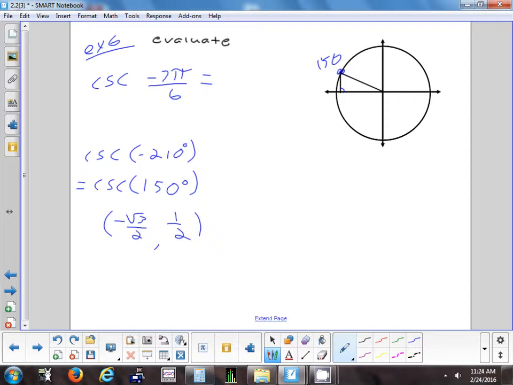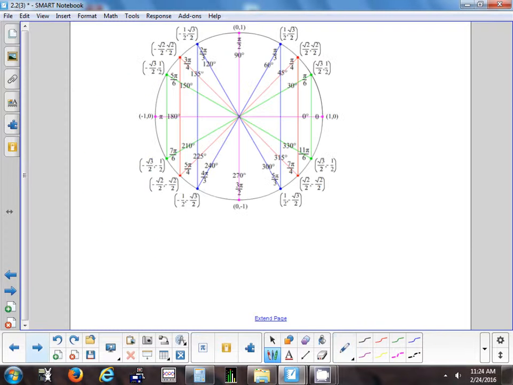Okay, cosecant, that one's quick. That's the sine flipped. Sine is my y. So what's the cosecant here? 2. Okay, any questions on that? Right, so I think that covers pretty well the unit circle with all the different angles you could have.